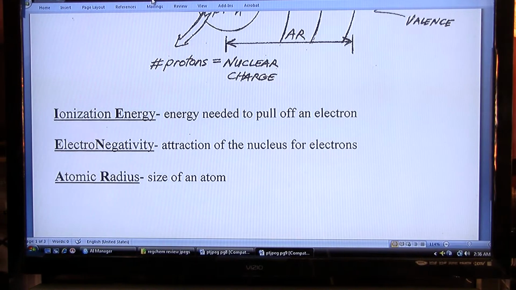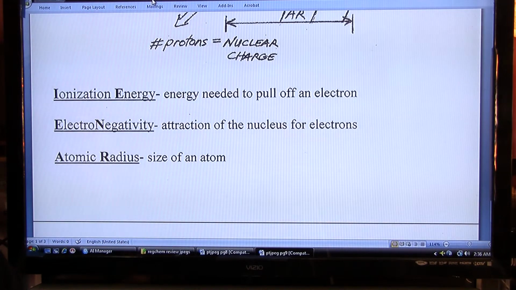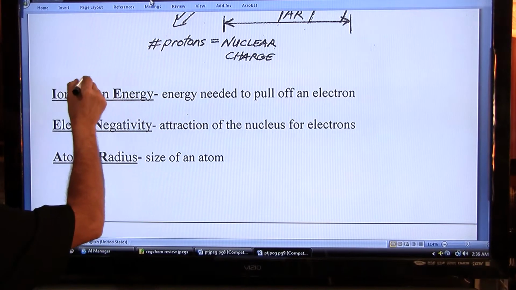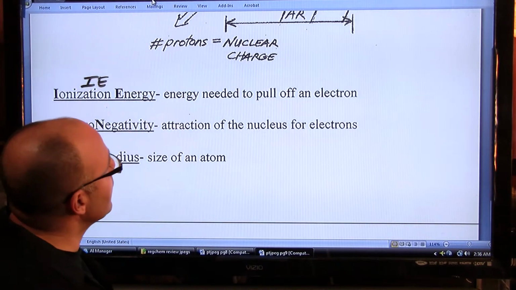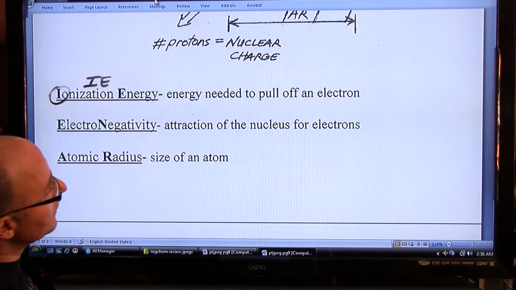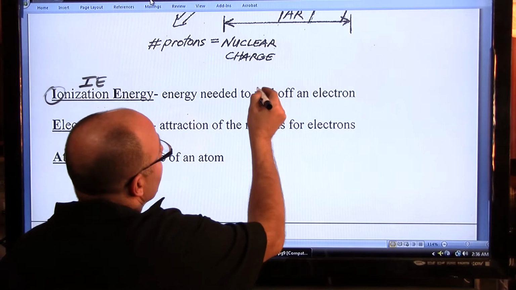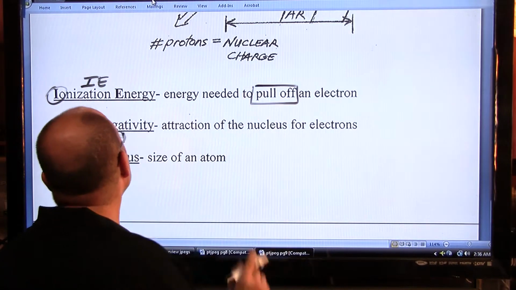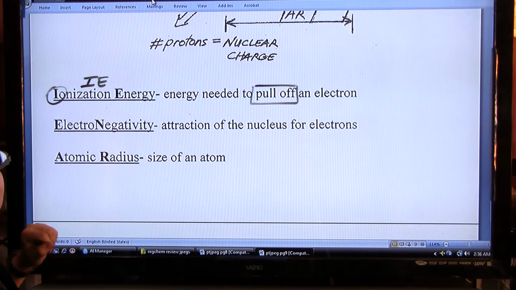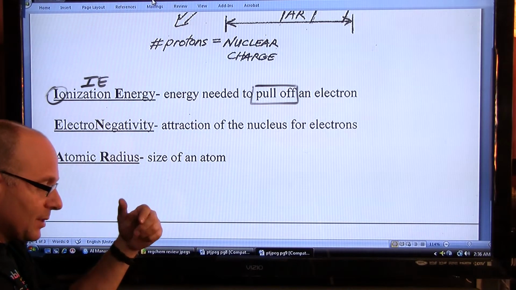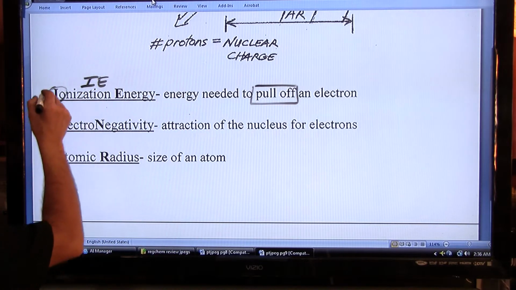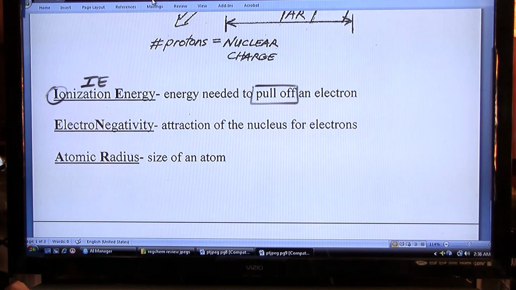You'll see these properties also listed in the back, table S. Ionization energy, the IE, is the energy needed to pull off an electron, the energy I need, not that the atom needs, to pull off an electron. And it's technically the most loosely held electron. So you can have a first ionization energy, a second, a third, but you only have the first ionization energy mentioned there in your periodic table.